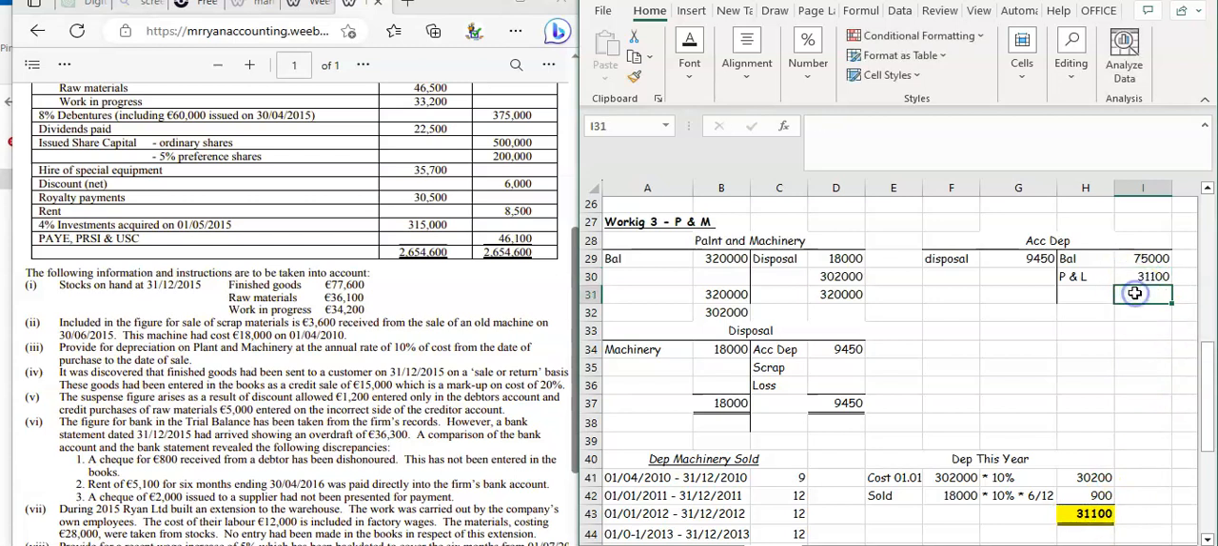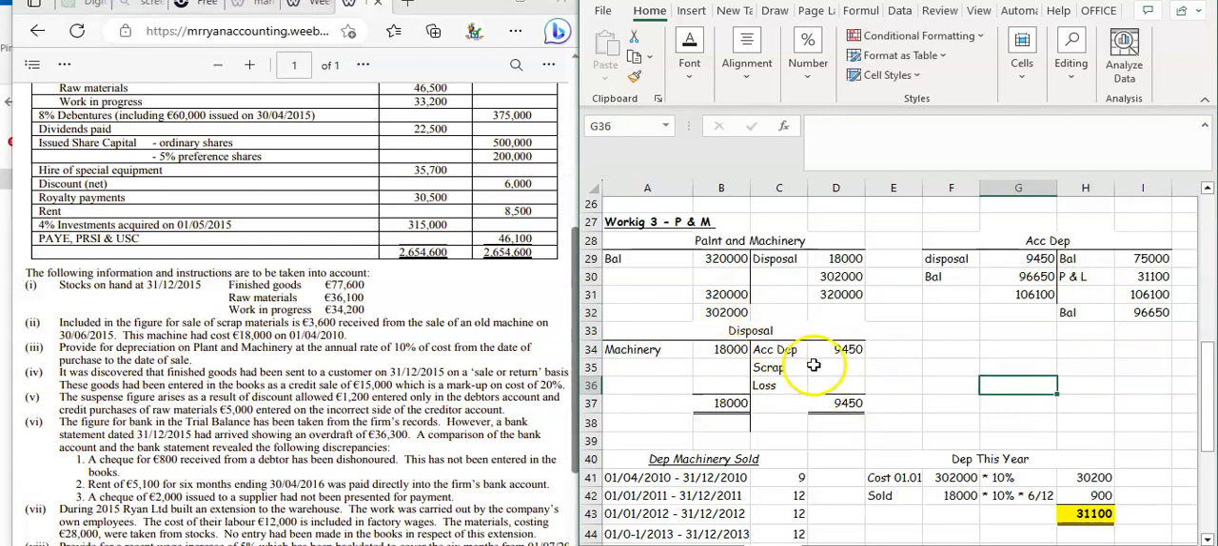And then we need to find out the accumulated depreciation to go into our balance sheet. So that's the difference between the two: the 106,100 minus the 9,450. That's the balance that goes into your balance sheet for accumulated depreciation. So your balance brought forward is going to be that 96,650. We'll tie that up in a second.